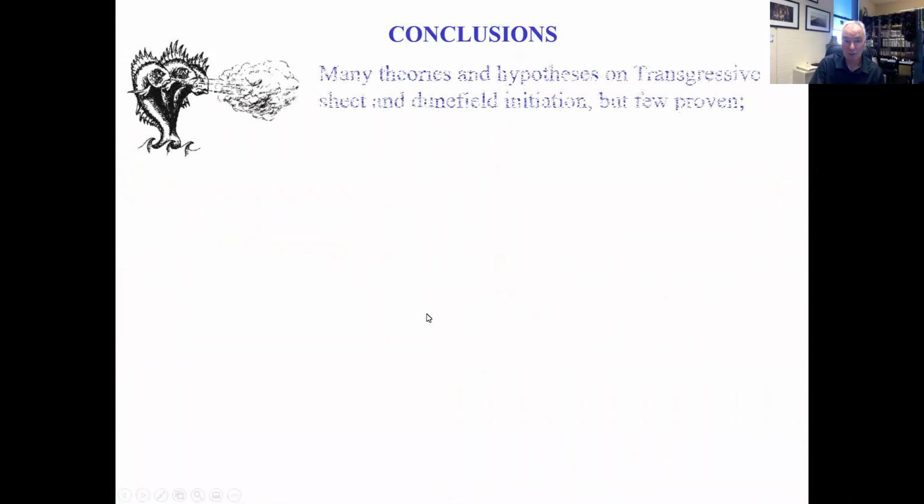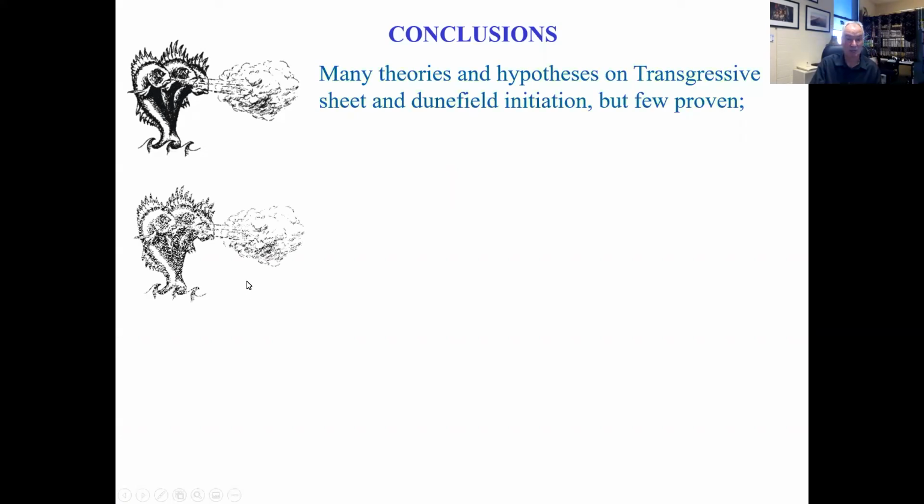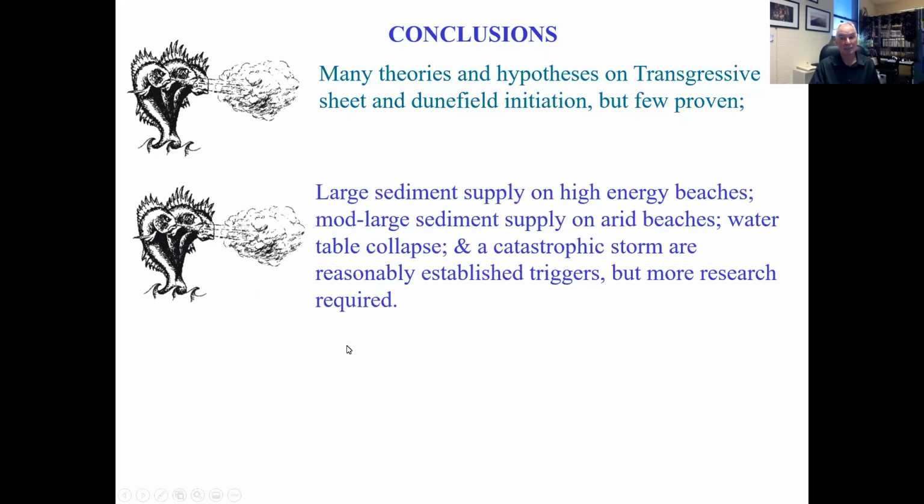So in conclusion, there's a bunch of theories and hypotheses on transgressive sheet and Dunefield initiation, but actually, there's not a great deal of proof for many of them. As you saw through this talk, I've kind of indicated where we think things lie, where we think we see evidence, but we don't have a lot of evidence, in fact.